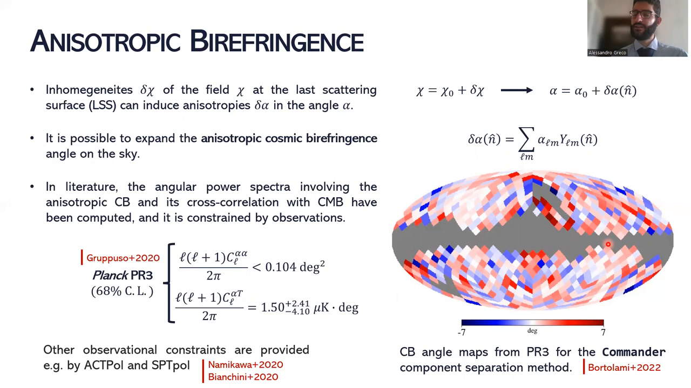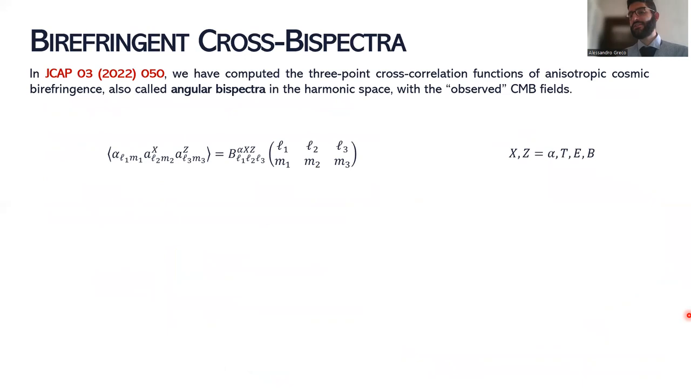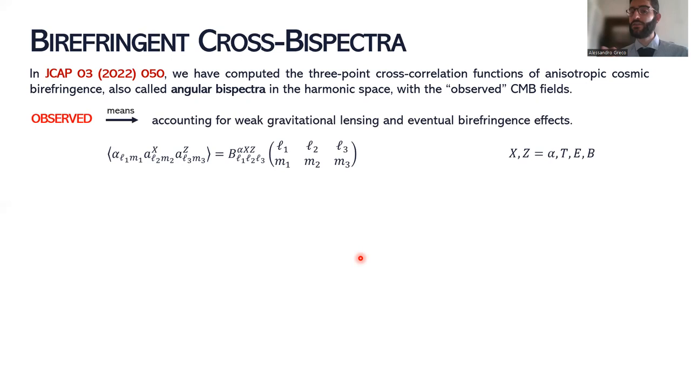So the point is that we have some constraints, but in our work, which is this paper published in the Journal of Cosmology and Particle Physics, we have considered also the three-point cross-correlation function of anisotropic cosmic birefringence as new cosmological observables, in order to find a new way to constrain cosmic birefringence. So this is the mathematical object that I have computed, the three-point cross-correlation function with the birefringence angle and the observed CMB fields. Observed in the sense that they account for weak gravitational lensing and the eventual birefringence effect. So here inside, there is encoded the birefringence phenomenon.